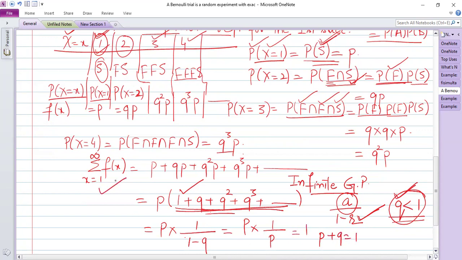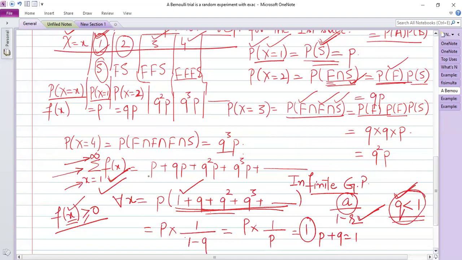So the sum of all values of the PDF, this probability distribution function, over the entire range of X, the random variable, is always equal to 1. And moreover, for all values of x, the random variable, this is never negative.